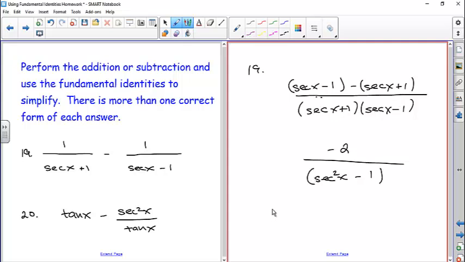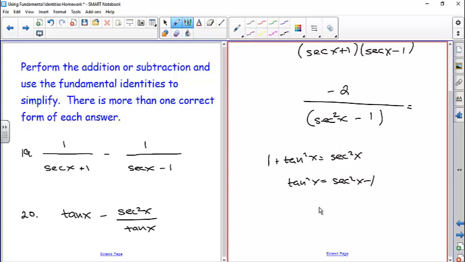But again, you go back to this Pythagorean identity, 1 plus tangent squared of x equals secant squared of x. Or if you subtract 1 from both sides, you'll get secant squared x minus 1. So that's the substitution that I'm going to use there. So the numerator stays the same. The denominator becomes tangent squared of x. And then you can use the reciprocal, so you'll get -2 times the cotangent squared of x. So the reciprocal of the tangent is the cotangent. So that's how that one works. So that's the first one.